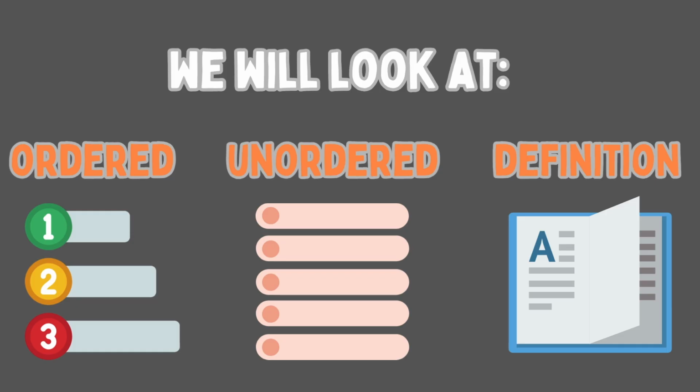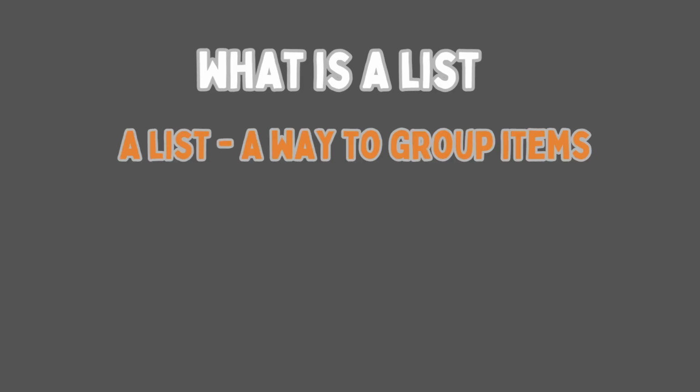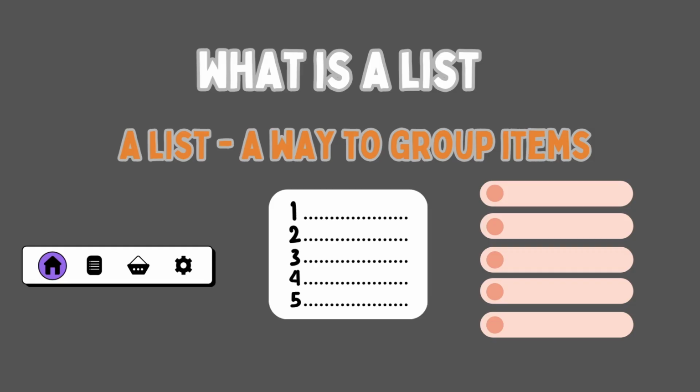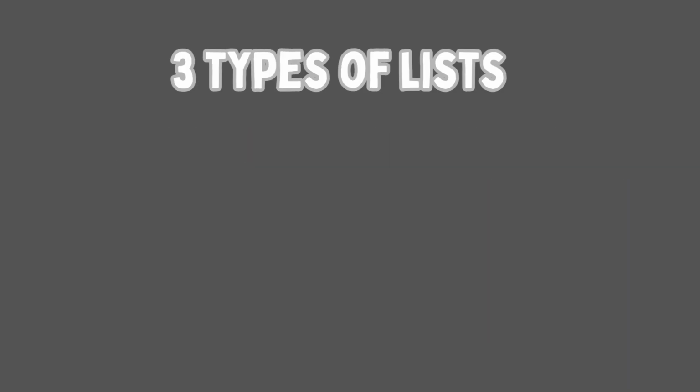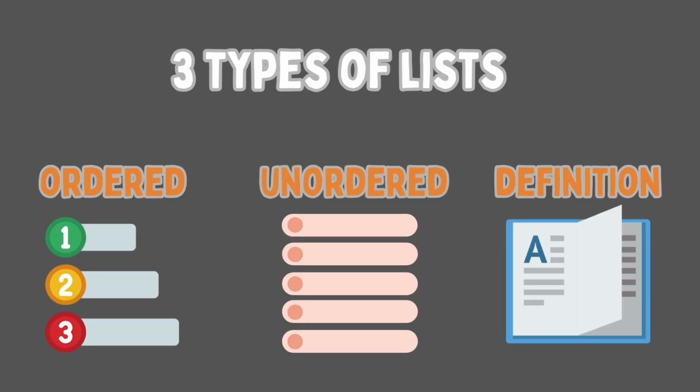Let's get started. In HTML, a list is a way to group related items together. We often use lists for things like navigation menus, steps in a process, or just a series of items. HTML has three types of lists: ordered, unordered, and definition lists.